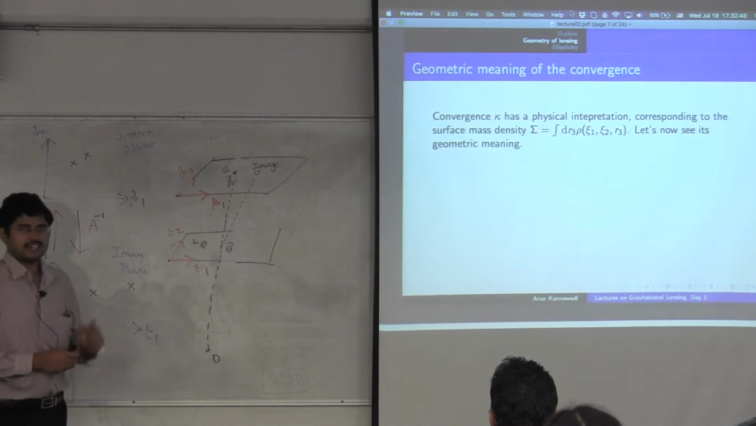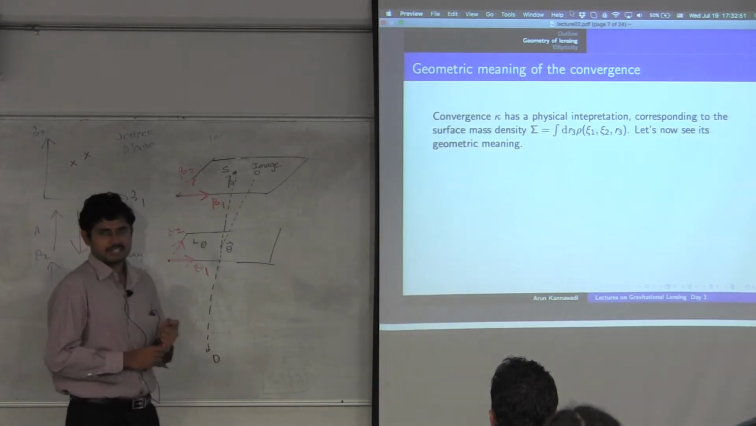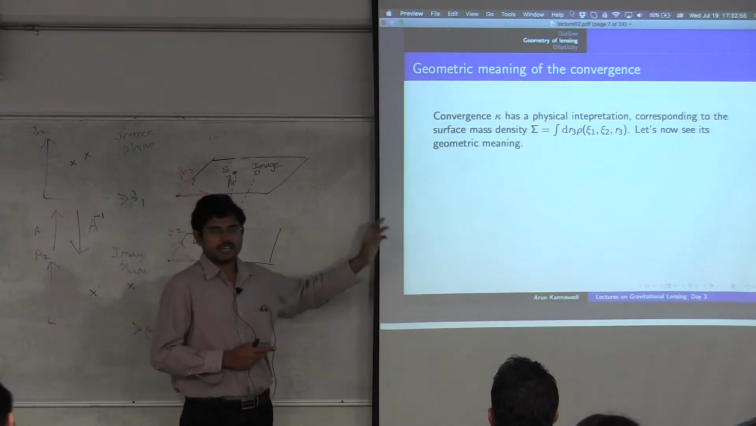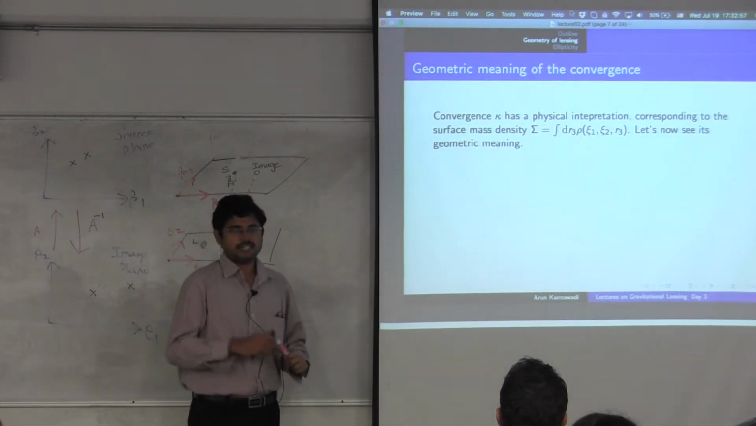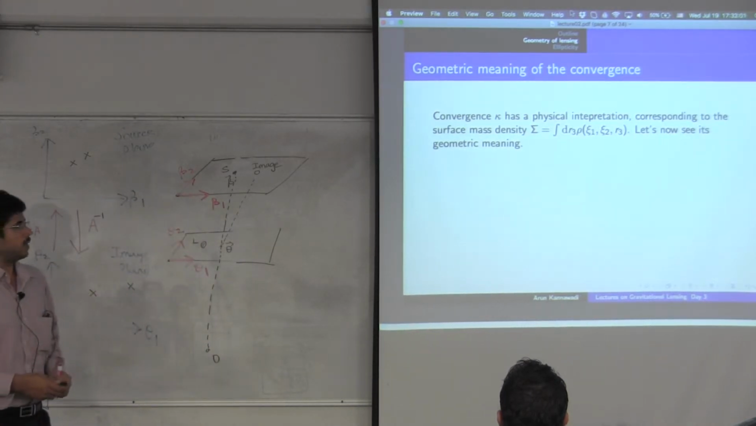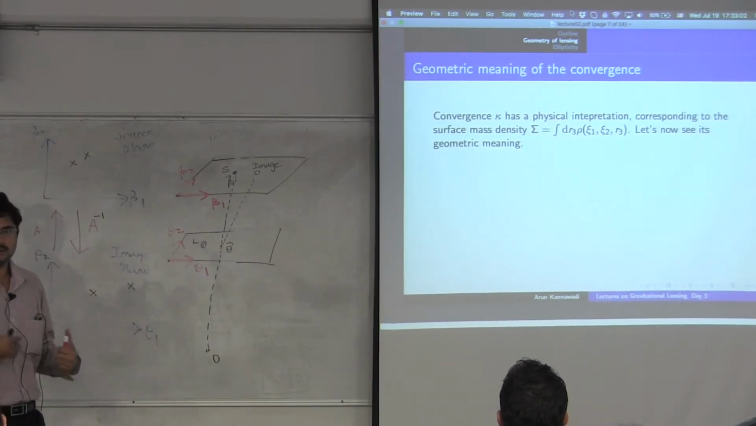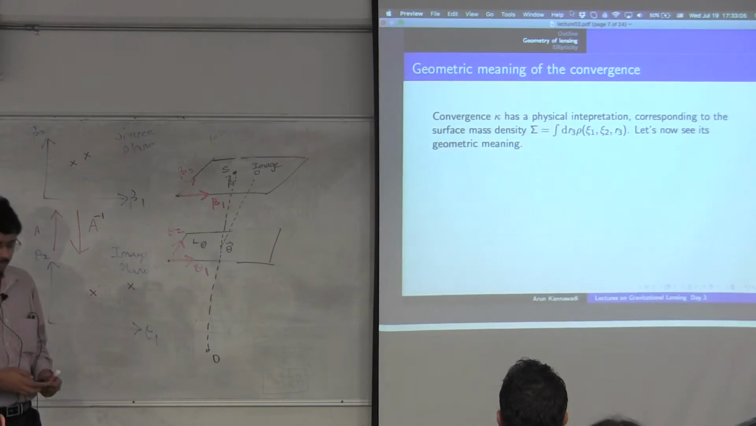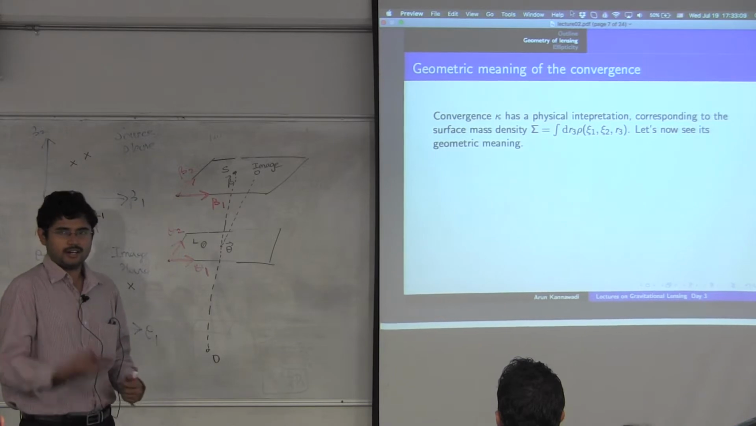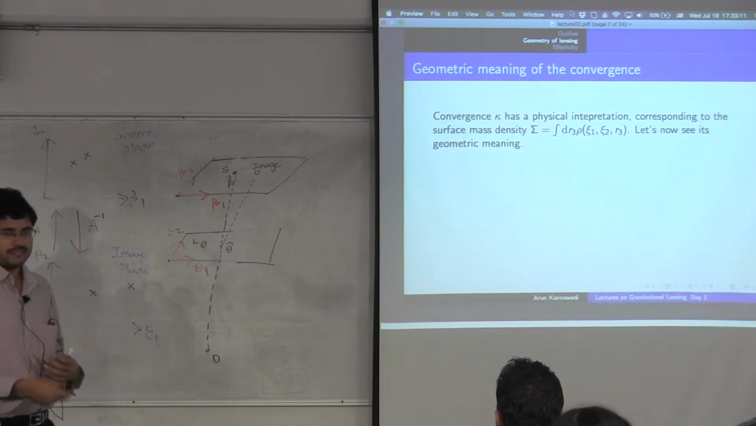The physical interpretation of gamma can be a little tricky. So what we instead do is to take kappa and give it a geometrical meaning, and then we will see the geometrical meaning of gamma 1 and gamma 2, and that is how weak lensing is also done in practice. It's done as geometry, more than from a physical perspective.